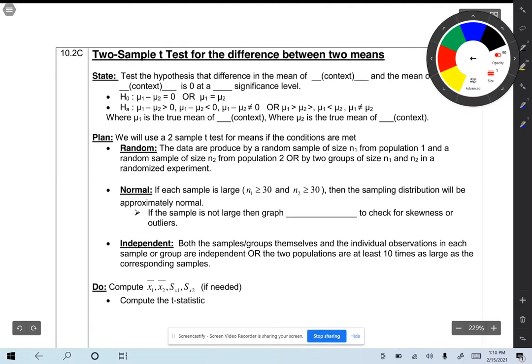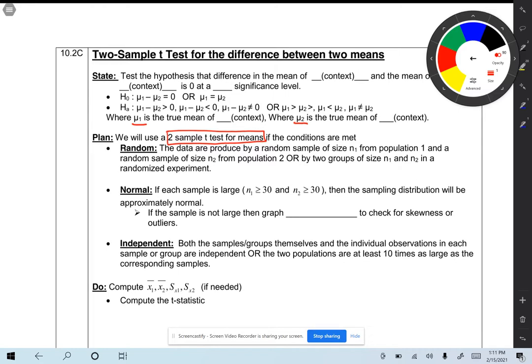Okay, so what would the two-sample t-test for the difference between two means look like? Well, the state portion, the same basic state that we have always had: test the hypothesis that the difference in the mean of blank and the mean of blank is 0 at whatever significance level. And there's your null. You can write one of two ways, and there's your alternative, and you can write it one of two ways, where the mean is the true mean of blank and the mean 2. So basically, you're identifying each group as well. And then always state the test that you're using. So in this case, you would be using a two-sample t-test for means if conditions are met.